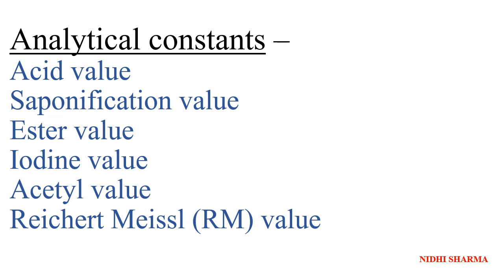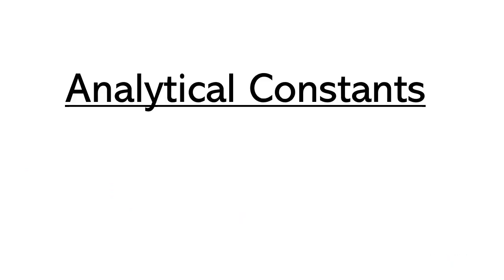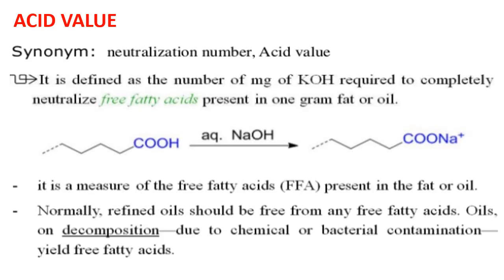Analytical constants: acid value, saponification value, ester value, iodine value, acetyl value, Reichert-Meissl value. Let's start with the analytical constants. Acid value, also called the neutralization number.